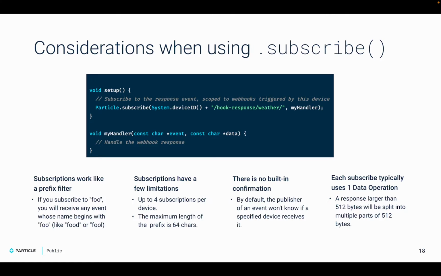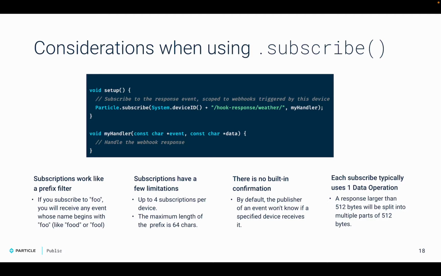While a device can only subscribe to 4 topics, the prefix engine means we can accept many events with a single subscription. A small difference between using Subscribe versus a function is that with Subscribe there is no built-in acknowledgement, but it's definitely possible to implement that behavior in your cloud.